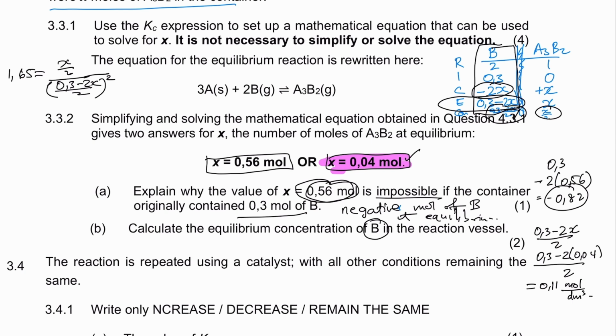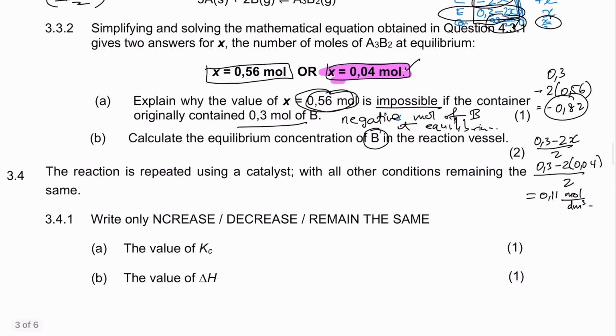Okay, let's move on. Next question says, the reaction is repeated using a catalyst with all other conditions remaining the same. Write down only increase, decrease or remain the same. So what will happen to the value of Kc? Remember, the only thing that affects Kc is temperature. So nothing will happen. It will remain the same. The value of delta H: a catalyst does not affect delta H. The only thing a catalyst does is decrease the activation energy. So it will also remain the same.